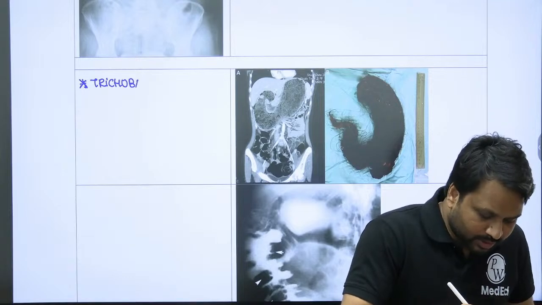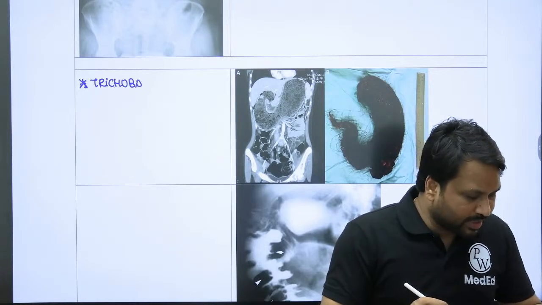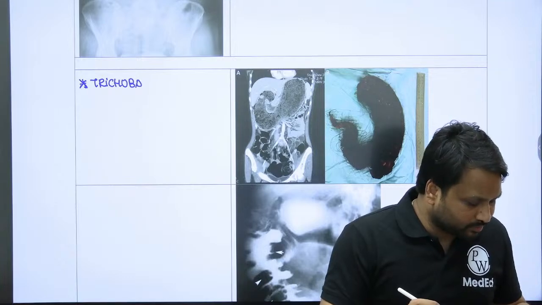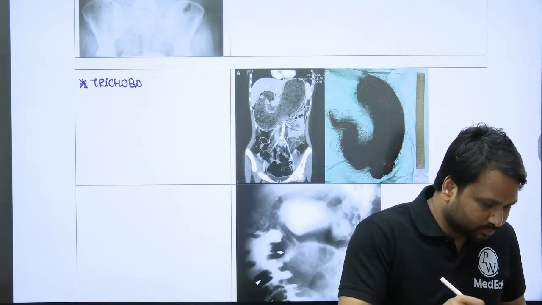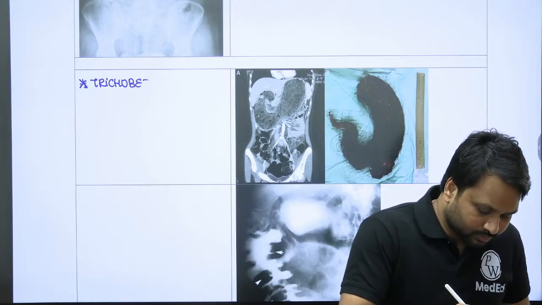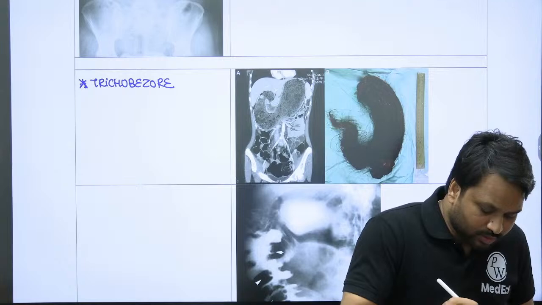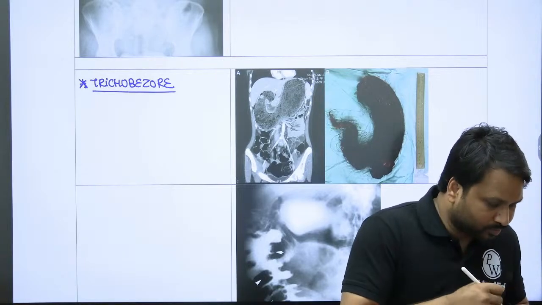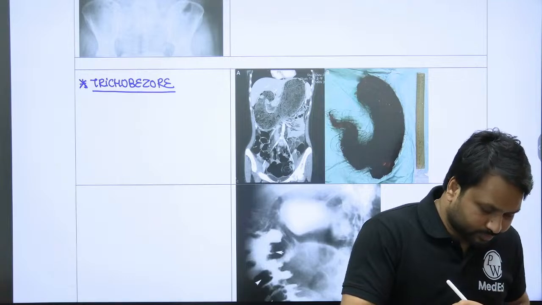The trichobezoar. Now, when you talk about trichobezoar, what is the other name for trichobezoar? Quick feedback. The other name for trichobezoar is also referred to as the Rapunzel syndrome.